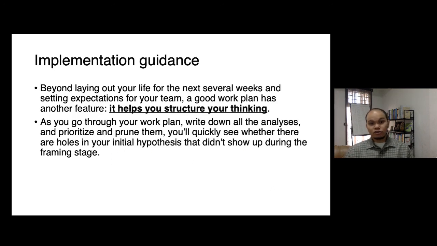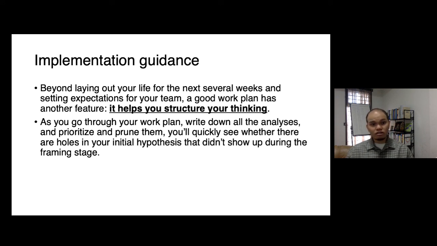Now, beyond laying out your life for the next several weeks and setting expectations for your team, a good work plan has another feature. It also helps structure your thinking. As you go through your work plan, write down all the analysis that you need to do, and maybe prioritize or prune them. Prioritize: pick out the ones that you need to do right away because they'll probably cost you more time or more money, or because if you get an answer right away, you can immediately resolve a lot of things faster. Or prune them: you might realize that certain analysis is not really needed to answer the question.